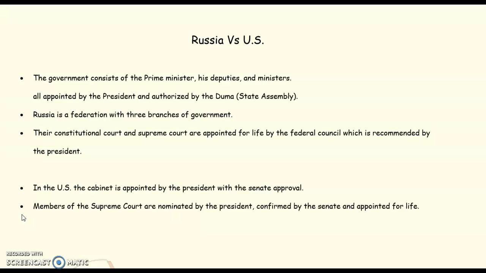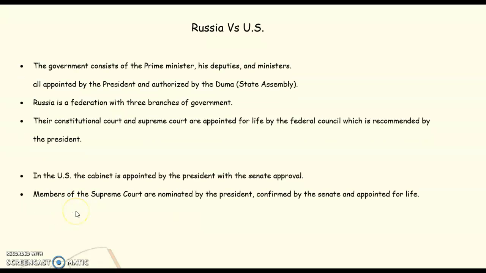In the US, the cabinet is appointed by the president with Senate approval. Also similar to Russia, members of the Supreme Court are nominated by the president and confirmed by the Senate, appointed for life. Okay, so they have many similarities.